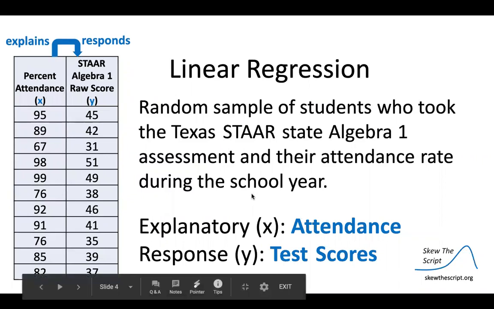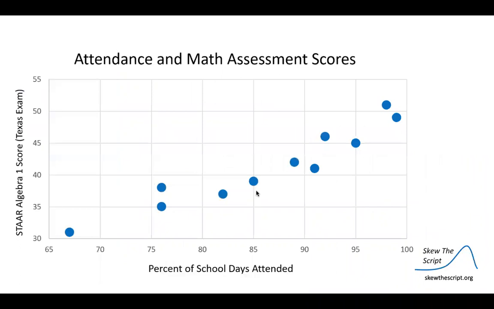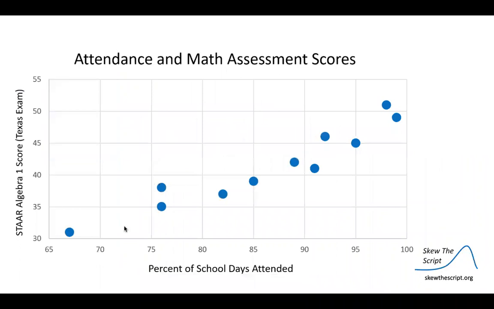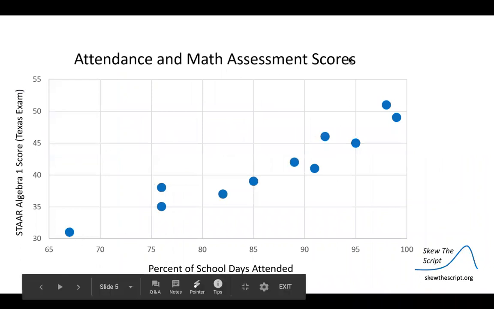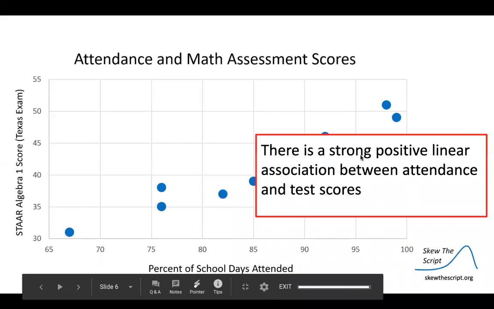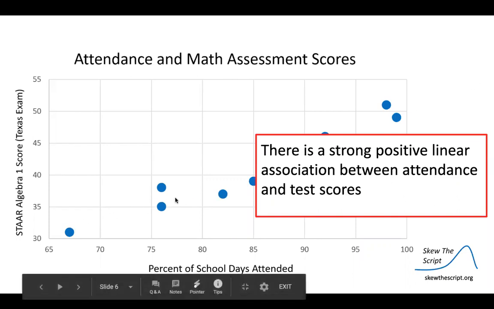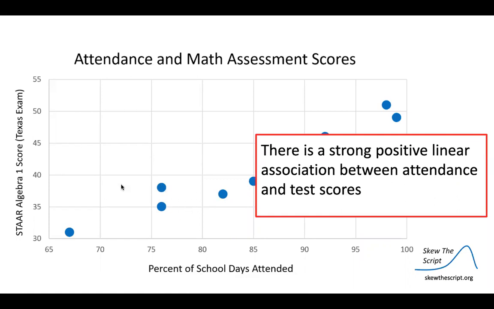Let's plot this data and take a look, see what it looks like. So here I can see on the x-axis, I've got percent of school days attended, and then their Algebra 1 test scores. And if I was going to describe this, what I would say is that there is a strong positive linear association between attendance and test scores. The dots are pretty much in a line, they're kind of all together, clearly positive. As attendance percent goes up, the test scores go up.